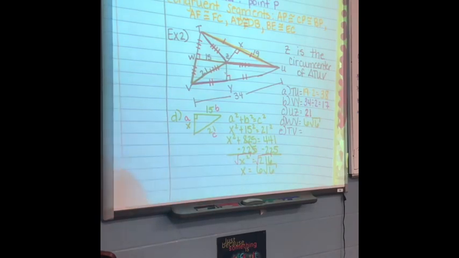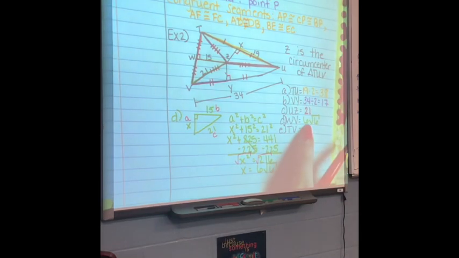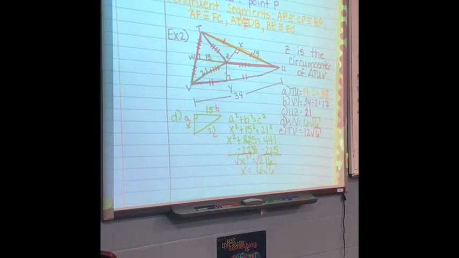Now the next thing it wants, though, is TV, the whole thing. So how can I find the whole thing now that I have the part? Multiply it by 2. So 2 times 6 is 12 square roots of 6. Questions? None? We good? Okay. Let's see what you can come up with here then.